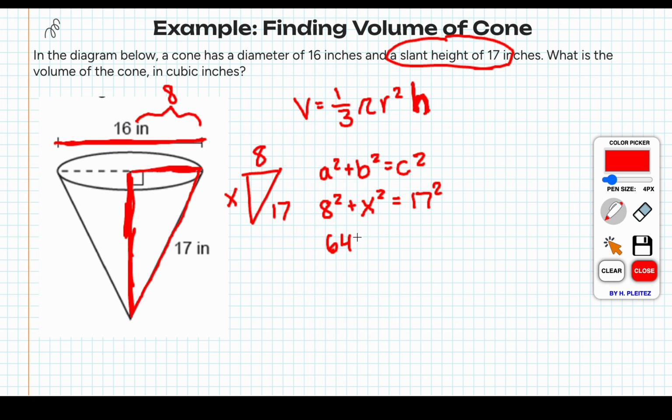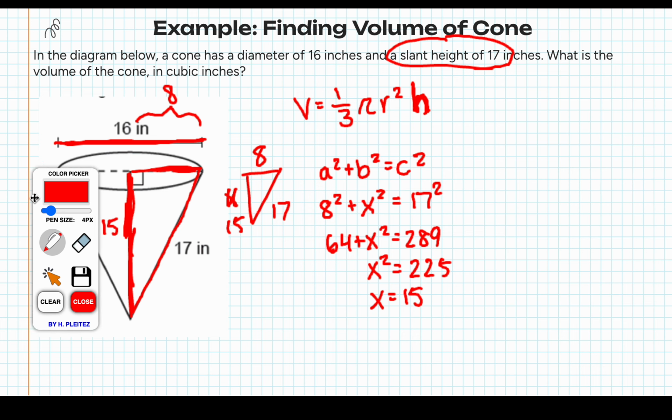So we get 64 plus x squared equals 289. If we subtract 64 on both sides, we get x squared equals 225. Then when we take the square root of that, we get that x is equal to 15. Now going back to our diagram, we should always fill this in. 15 now is our actual height.